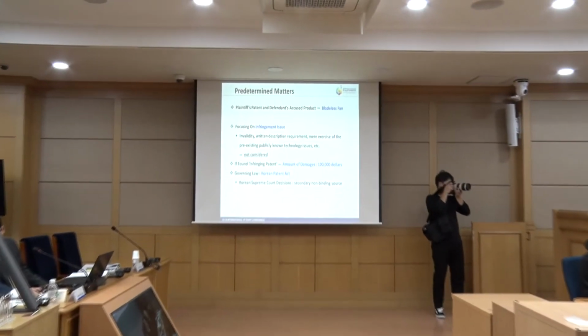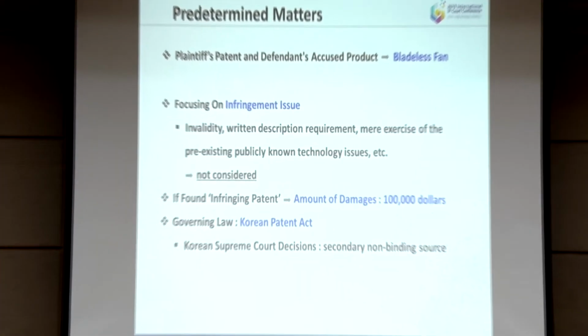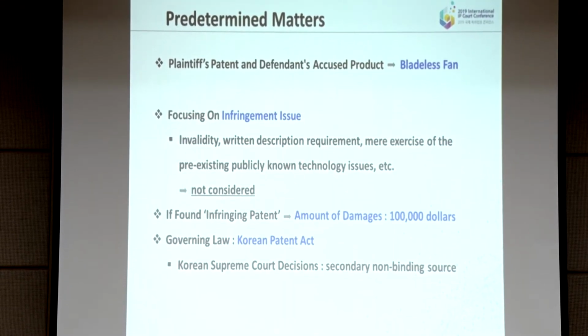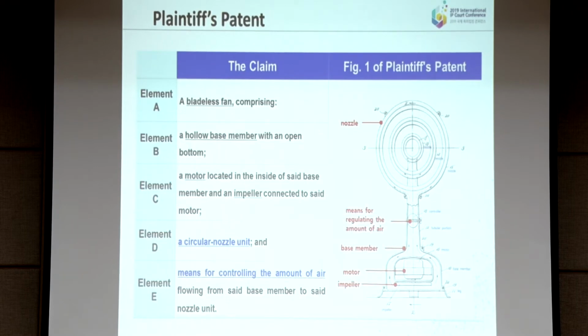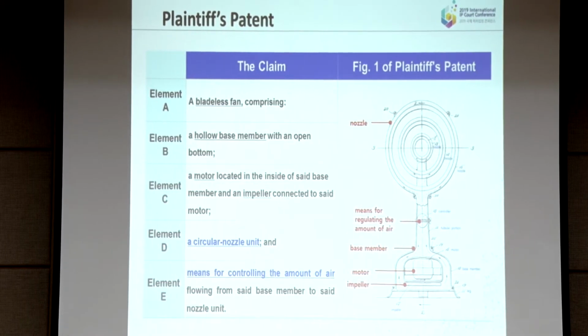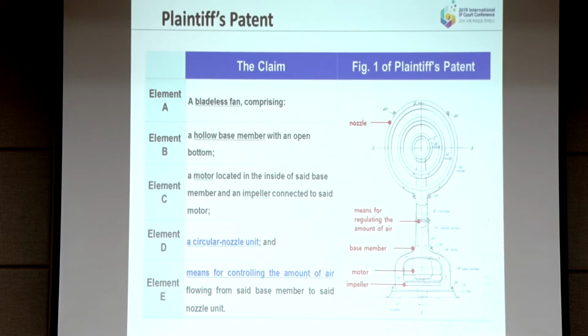If the defendant's product is found infringing the patent, the amount of damages would be $100,000. And the Korean Patent Act will be the governing law, and Korean Supreme Court decisions will be a secondary non-binding source. Now, let's move to the plaintiff's patent. Let's check the claim and a drawing of one embodiment. I think both parties will explain this in more detail in their oral proceedings. In this regard, let me draw your attention to element D and element E. As to the circular nozzle unit, you may note that the claim language does not specifically limit the number of nozzles. However, the detailed description provides only one embodiment with a plural number of nozzles. It says the preferable number is 3.